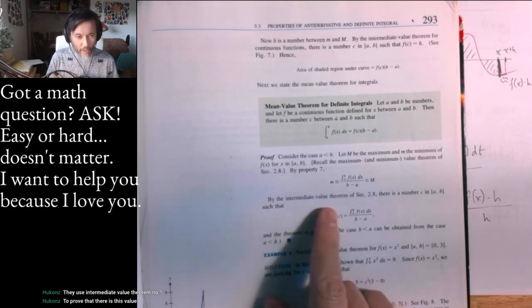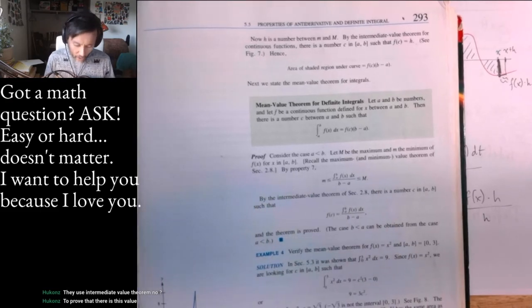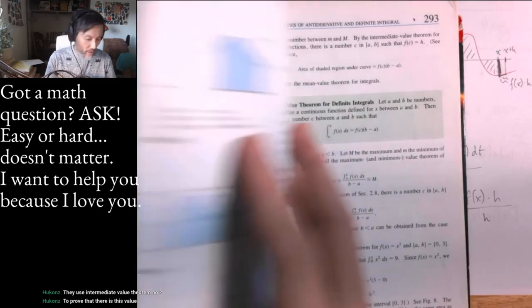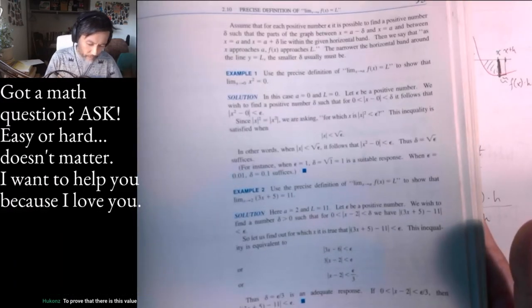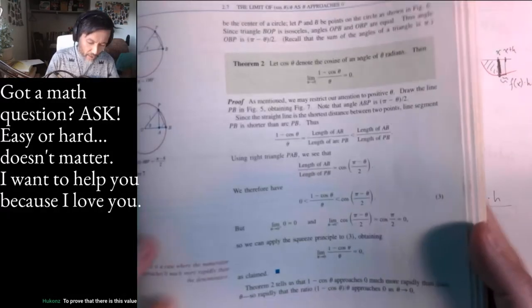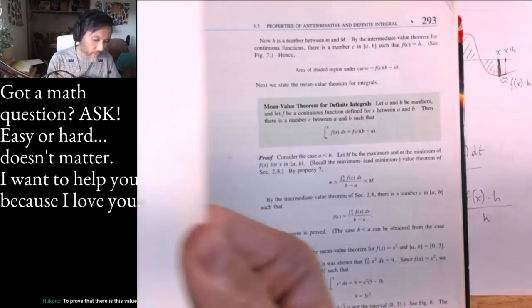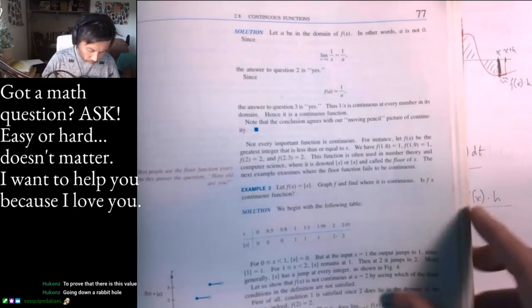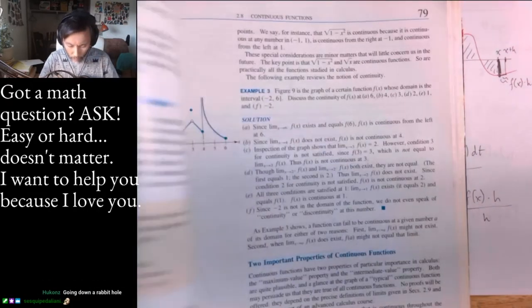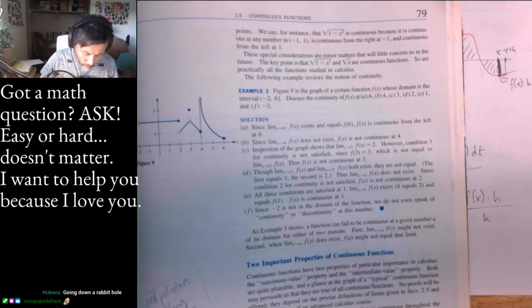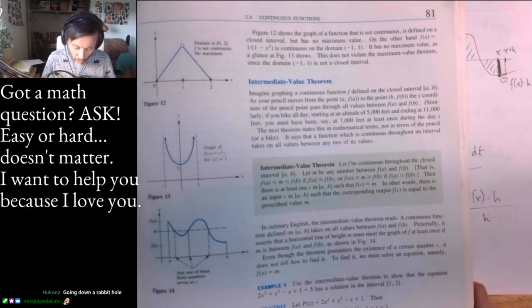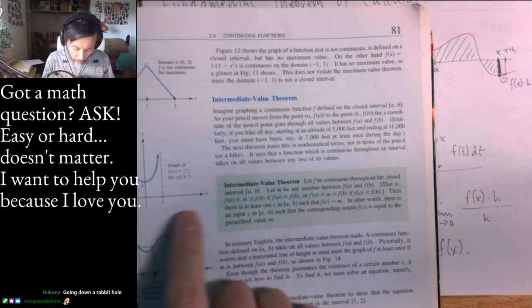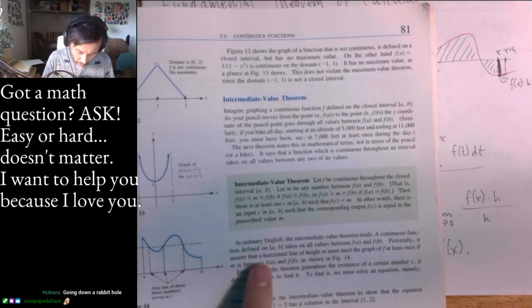So they use the intermediate value theorem. Let's just see if they prove the intermediate value theorem. Almost certainly not. Section 2.8, they say. Intermediate value theorem. Okay, there it is.